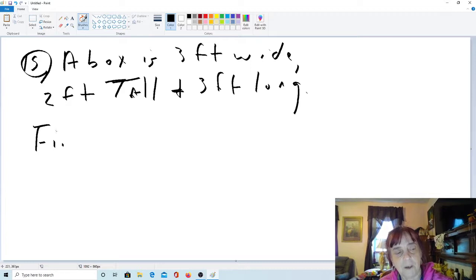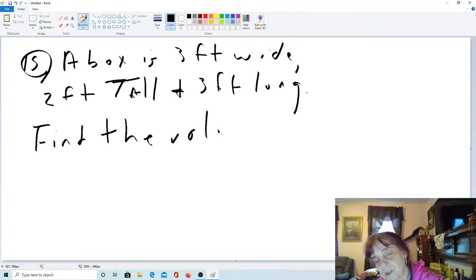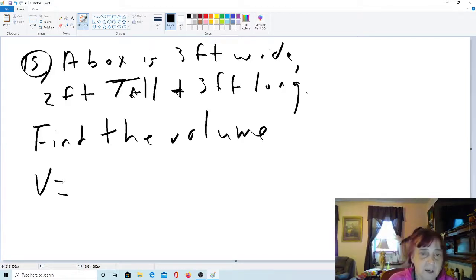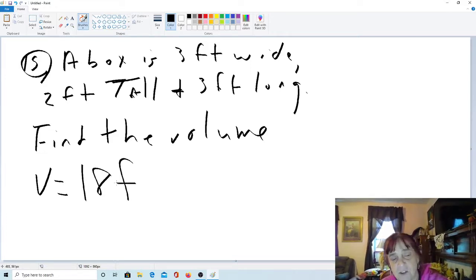Let's find the volume. So that's going to be the length times the width times the height. So 3 times 3 is 9, times 2 is 18, 18 cubic feet.